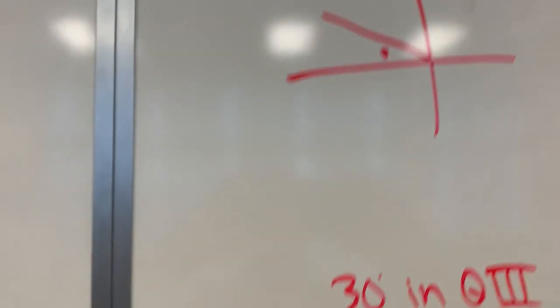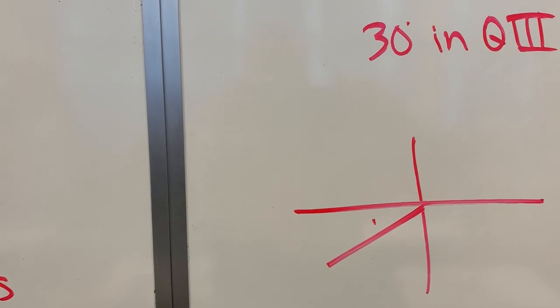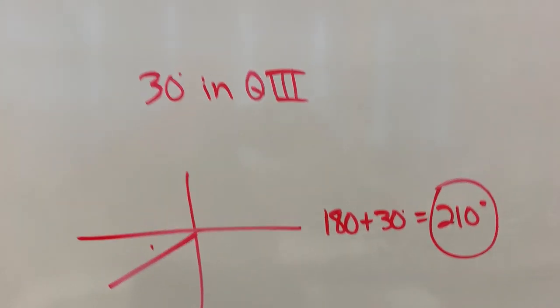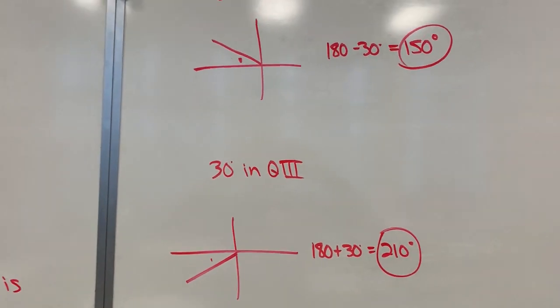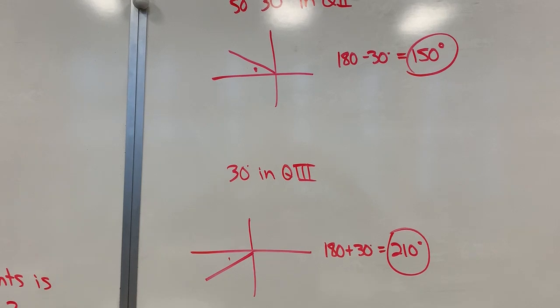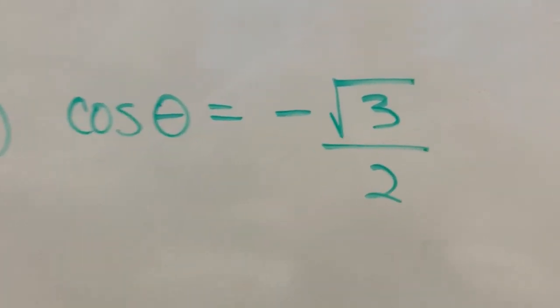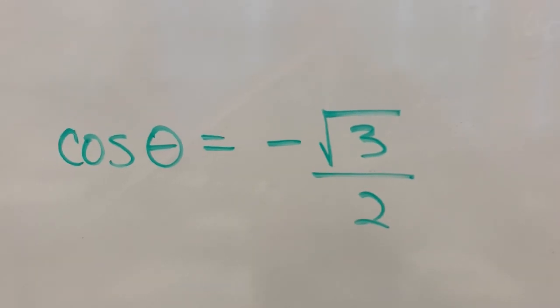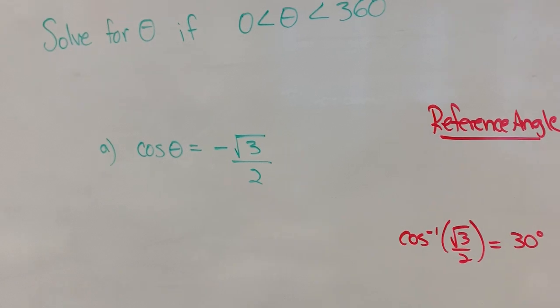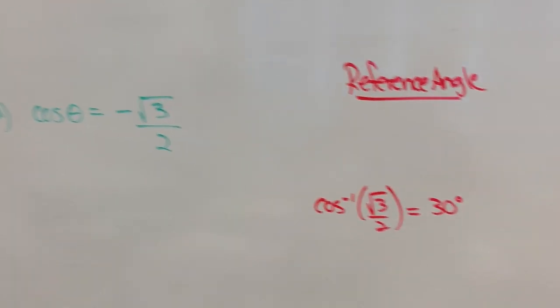What does a 30-degree angle in quadrant 3 look like? Well, something about like that. If I do 180 plus 30, I'll get the other answer, which is 210. And if you try doing cosine of 150 degrees or cosine of 210 degrees, on the calculator you'd get the decimal version of this, but you'd get negative root 3 over 2. You'd get negative 0.866.